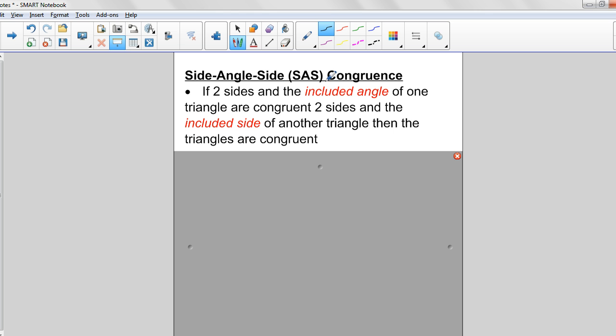The same is true for the side angle side congruence theorem. The only thing we should know about this one, though, it's a little bit different, is that there's something called the included angle. The included angle is in the middle of the 2 sides. Okay, so I'll expand on this in a second. But if 2 sides and the included angle of one triangle are congruent to 2 sides and the included angle of another triangle, then the triangles are congruent.